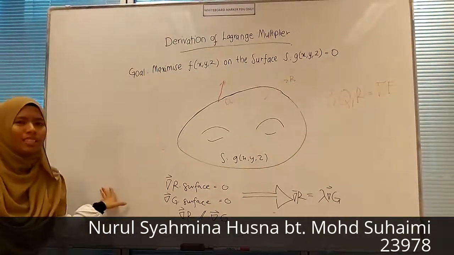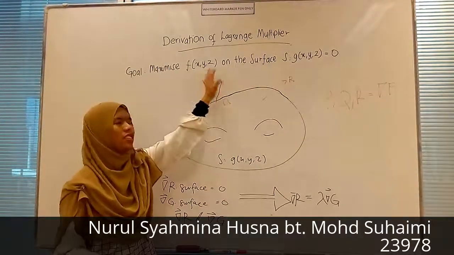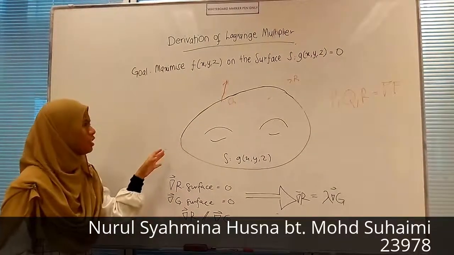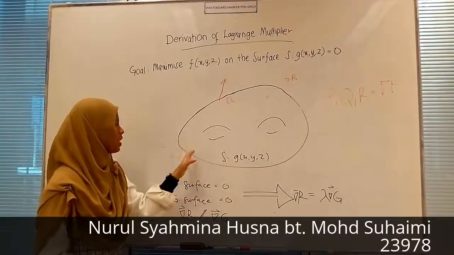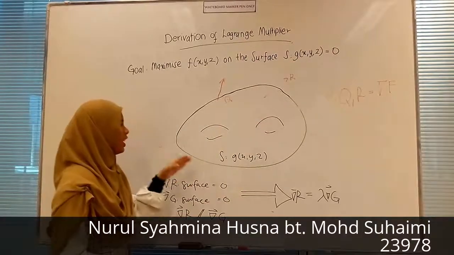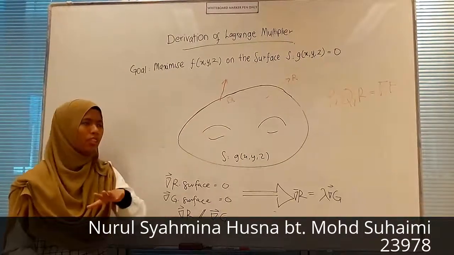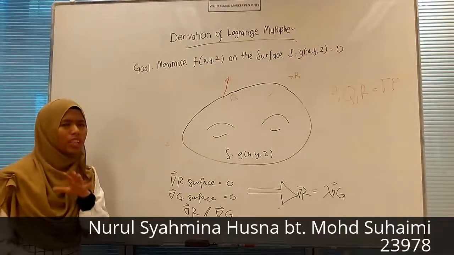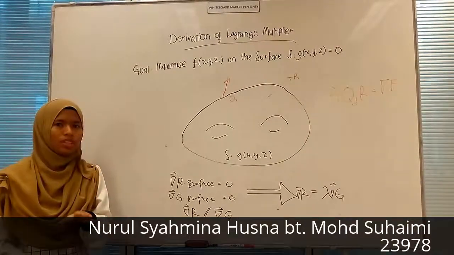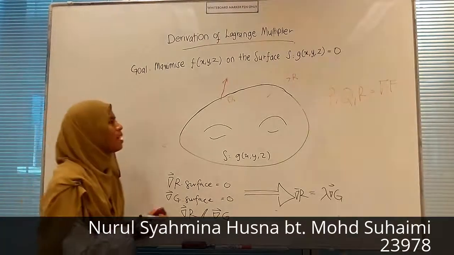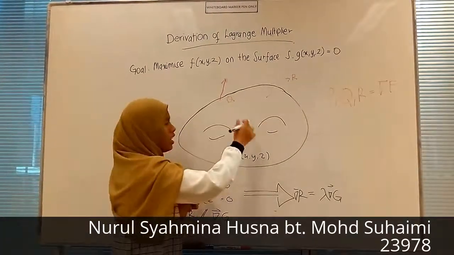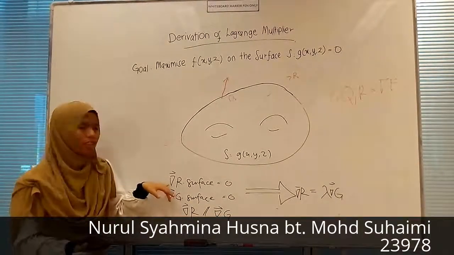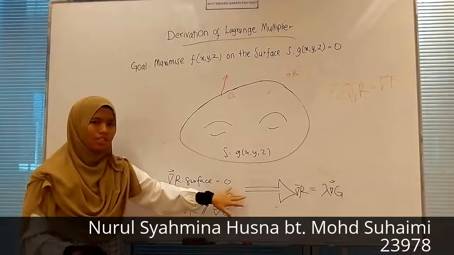Lagrange multiplier is used to maximize the f function on the surface of S. Here is the surface S, and we have three points lying on the surface, which are P, Q, and R. Here P and Q are not perpendicular to the surface, so the dot product of the gradient and the surface will not come out 0. So we cannot determine whether P and Q are a local maximum or local minimum. But R is perpendicular to the surface, so the gradient of R dotted with the surface will produce 0.